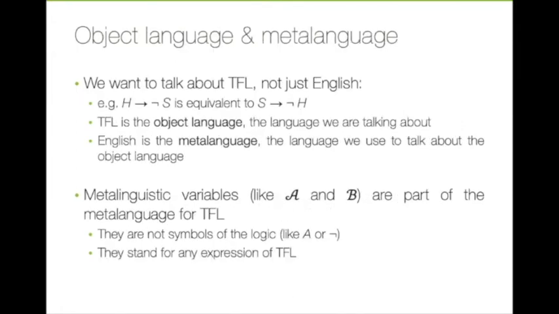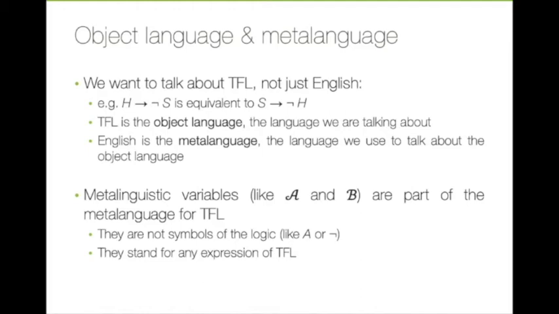The use-mention distinction is relevant to how we study logic. We use symbols of truth functional logic to formalize English sentences. But when I try to tell you about truth functional logic and its sentences and its symbols, I'm mentioning them. So here's an example sentence where sentences of truth functional logic are being mentioned but not used. If H then not S is equivalent to if S then not H. There, those statements of truth functional logic with our connectives and simple statement letters are being mentioned, not used.